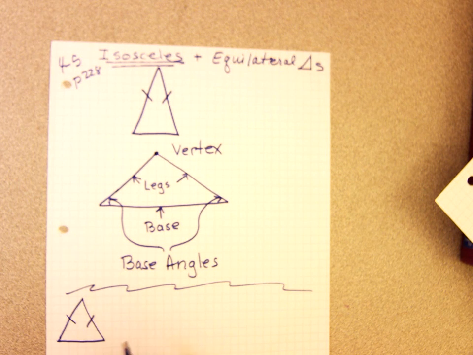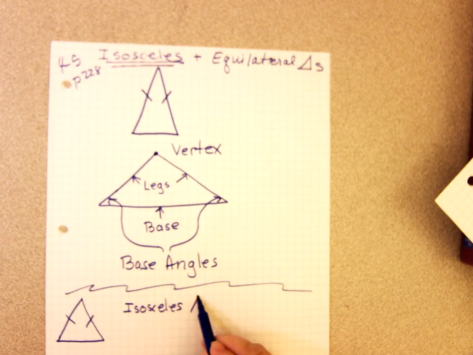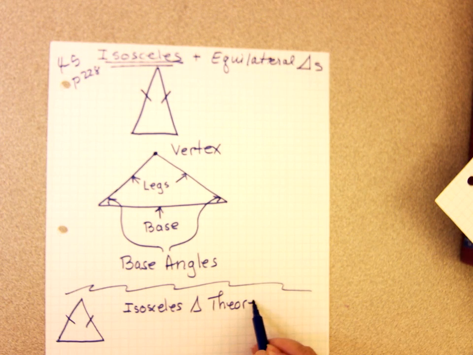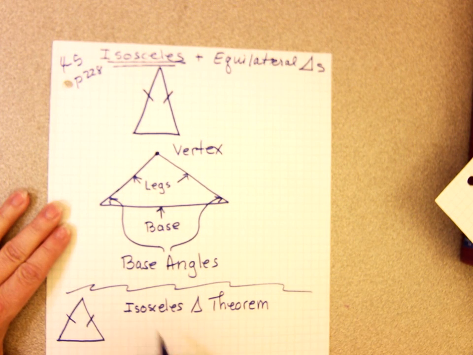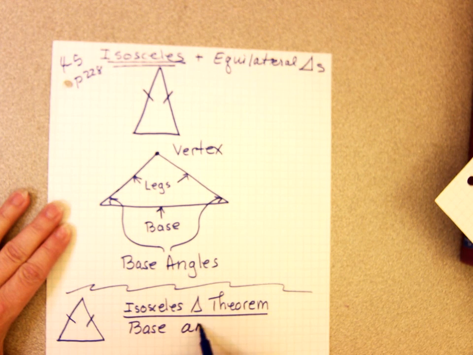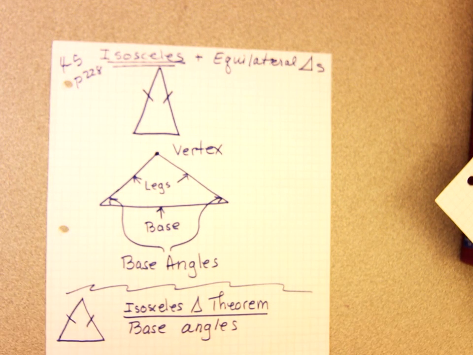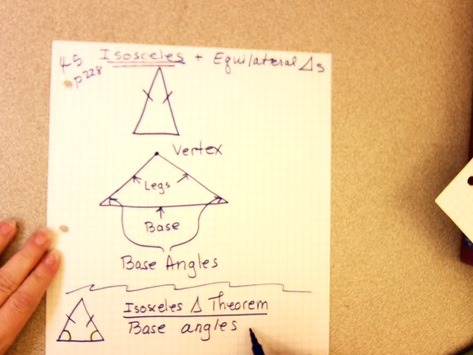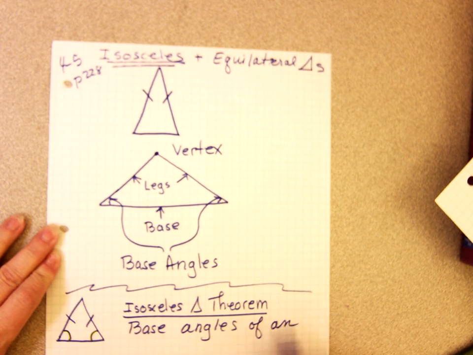Here's another isosceles triangle. The isosceles triangle theorem states that the base angles right here of an isosceles triangle are congruent.